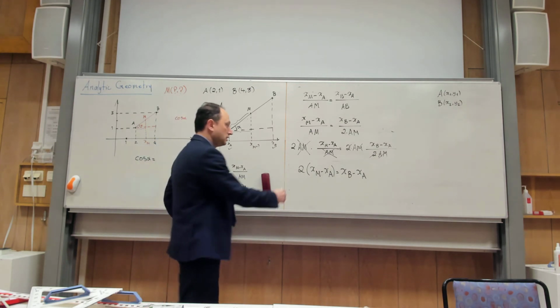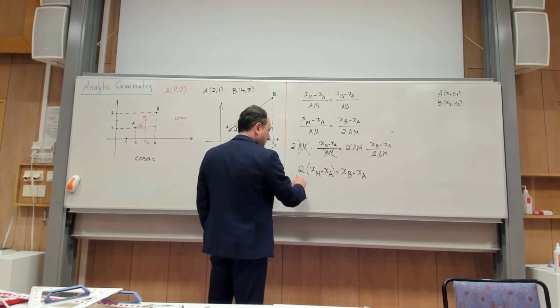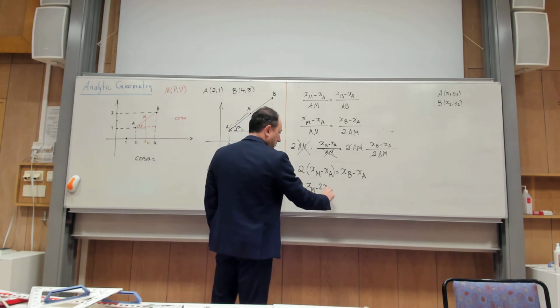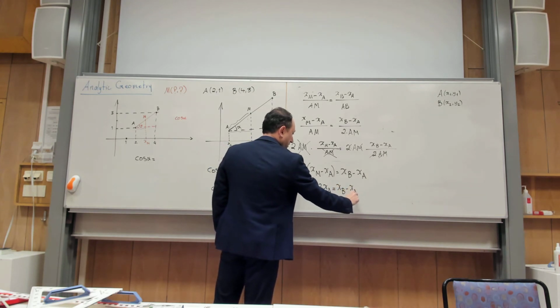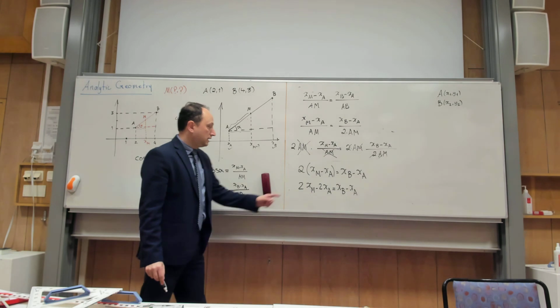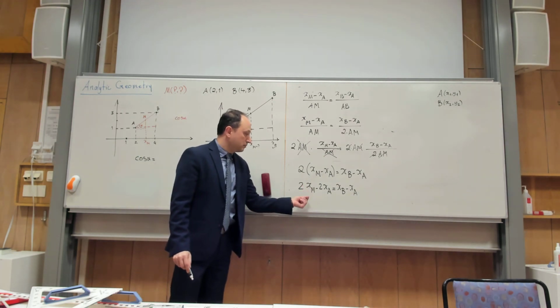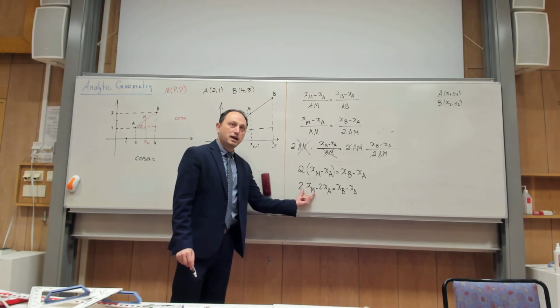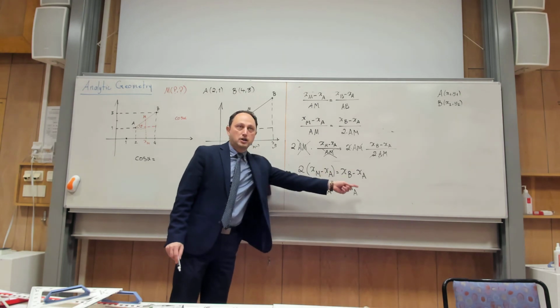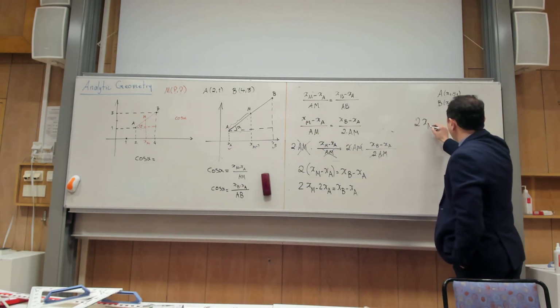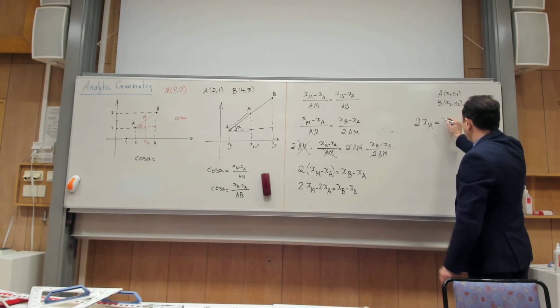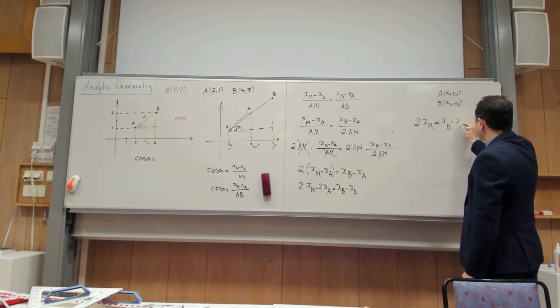How should I do that? I multiply by 2. I multiply these 2 inside. Yes? And then I am looking for xm. My subject is xm. So I move this to the other side. So let me write here for you. So what is left? It's 2xm equals to xb minus xa.